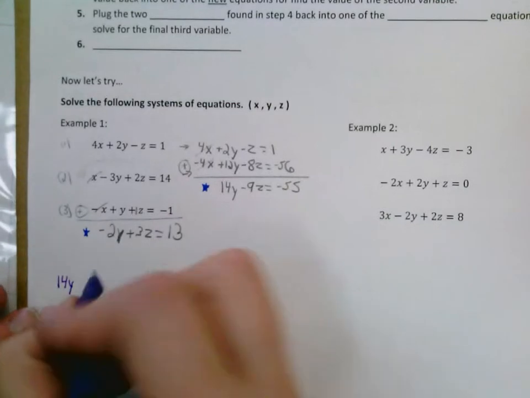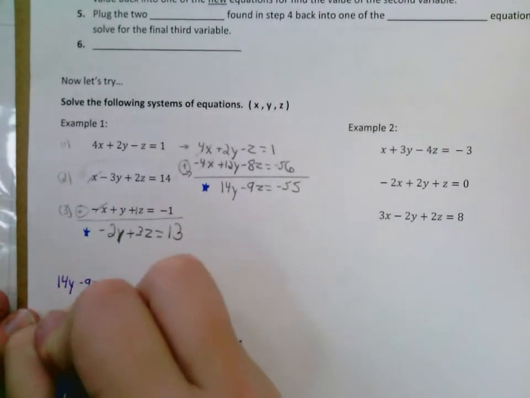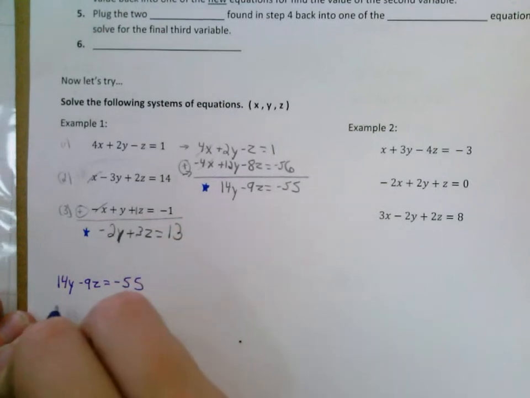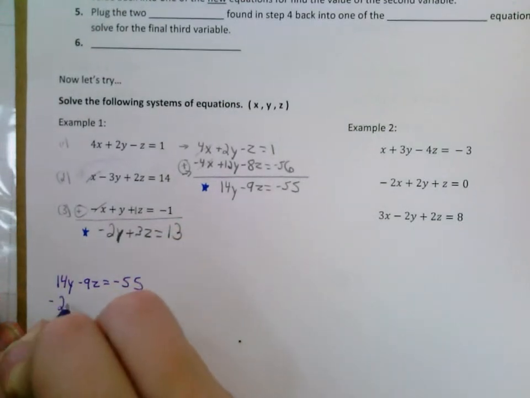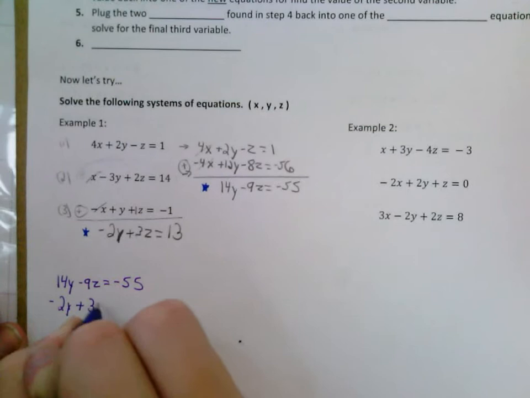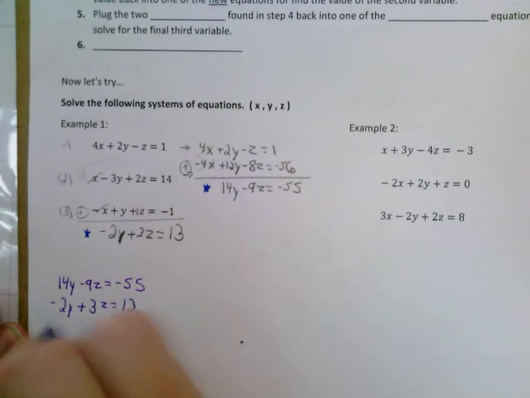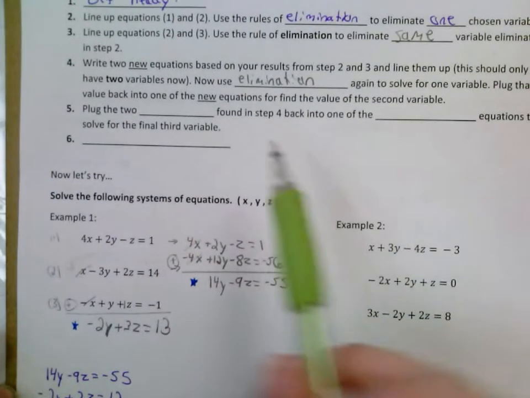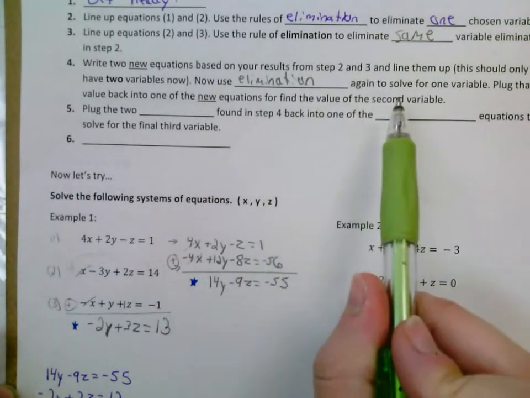Okay, so I have 14y minus 9z equals negative 55. That was my first new equation. And then my second equation was negative 2y plus 3z equals 13. Now here's my two equations, and if you look back up, step 4 says use elimination again to eliminate a variable.